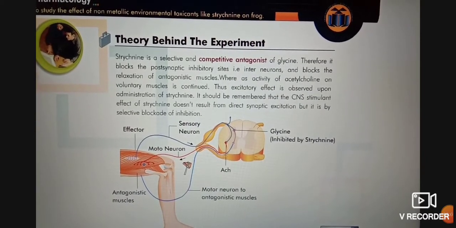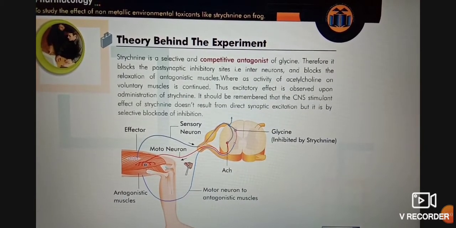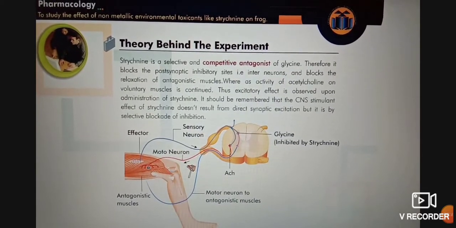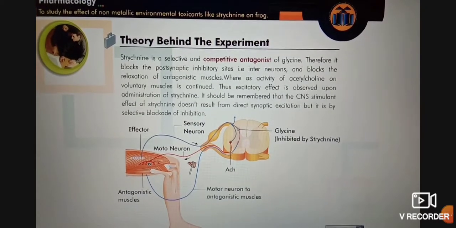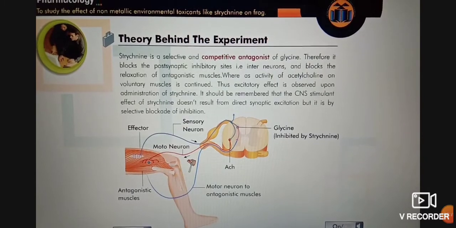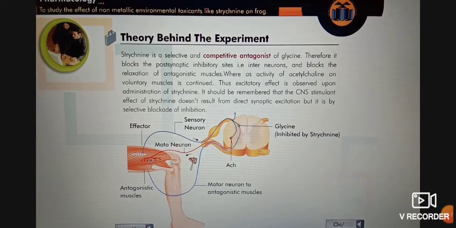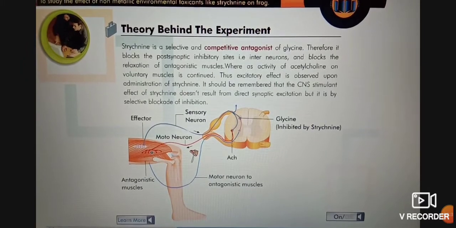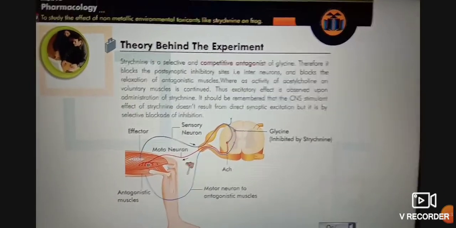Okay, so muscles remain in the contraction position. Okay, so this excitatory effect is observed upon administration of strychnine. And it should be remembered that the CNS stimulant effect of strychnine doesn't result from direct synaptic excitation. As strychnine is a CNS stimulant drug, but the CNS stimulant effect is not due to direct action on synaptic excitation. Okay, but it acts as a CNS stimulant due to the selective blockage of the inhibitory neurotransmitter, that is glycine. Okay, so this is the action of strychnine on the skeletal muscles.